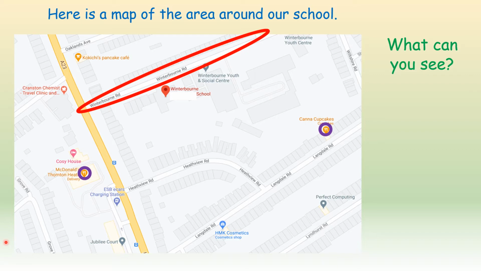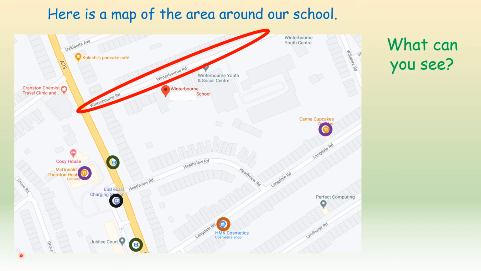I can also see that there are two places where you can go to eat, and I know that because it has a picture of a fork and a knife. So that's how I know that they are restaurants or food places where you can actually eat food. I can also see the petrol station. These two symbols have a picture of a bus inside of it, so that tells me that they are bus stops.